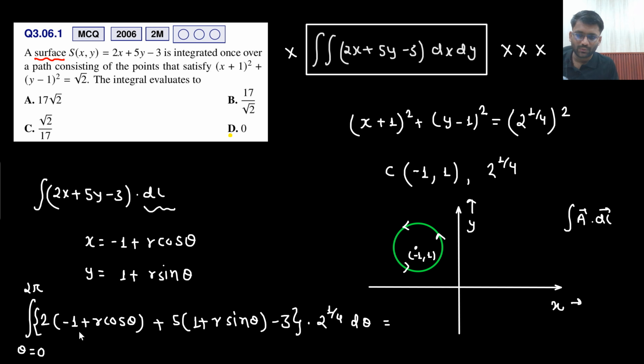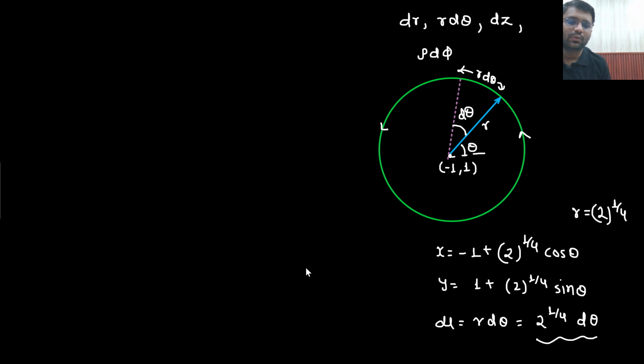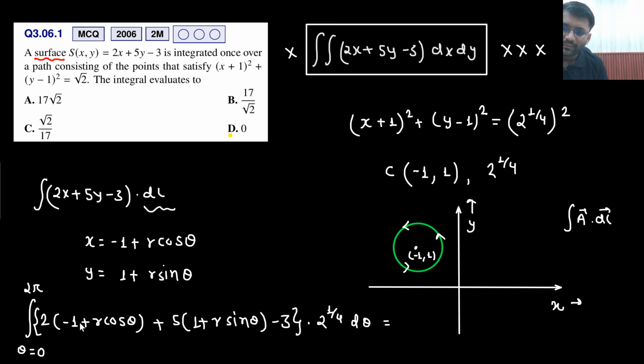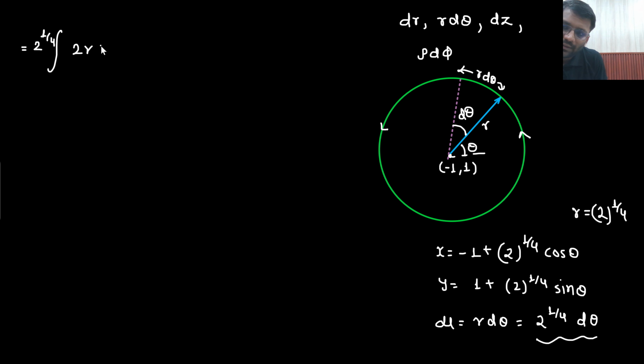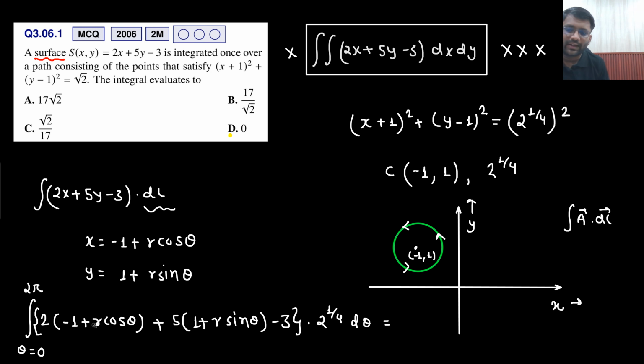So minus 2, 2r cos theta, 5r sin theta; minus 2 plus 5 will be plus 3, and minus 3 will be gone. So 2 to the power 1 by 4 will come outside, times 2r cos theta plus 5r sin theta. And the value of r is constant here, right? In place of r, I should put a constant value, which is 2 to the power 1 by 4.